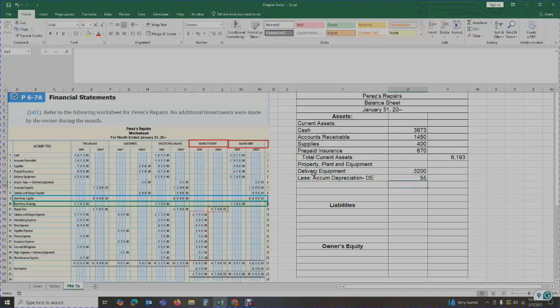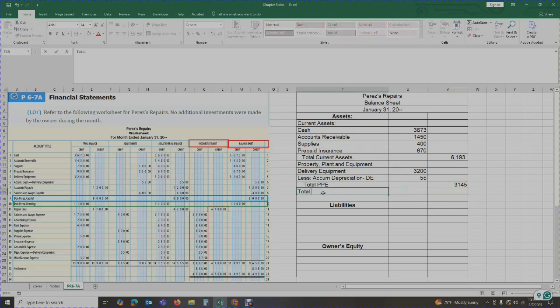So we're going to get our total property, plant, and equipment. I'm going to abbreviate property, plant, and equipment as PPE. So my PPE is going to be the cost of your asset, which is 3,200, less the accumulated depreciation. That's going to give me total property, plant, and equipment of 3,145.